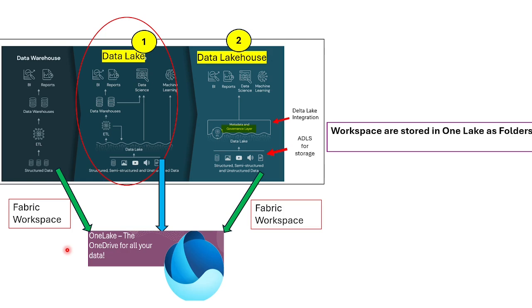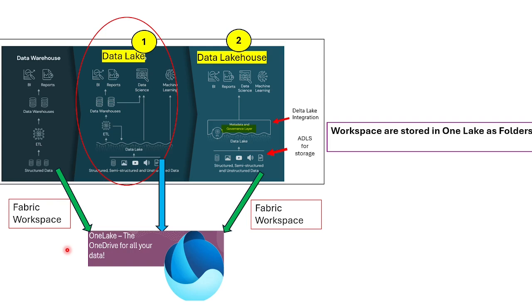So again, I'll be repeating: OneLake, which is Fabric's OneLake, is a data lake, whereas your Fabric workspace is going to be stored as folders inside of your data lake, because OneLake is your OneDrive for all of your data. Inside of that workspace, you can create a data lakehouse for raw data processing, and then also create a data warehouse for BI reporting and BI intelligence. That's the whole crux of this particular slide.